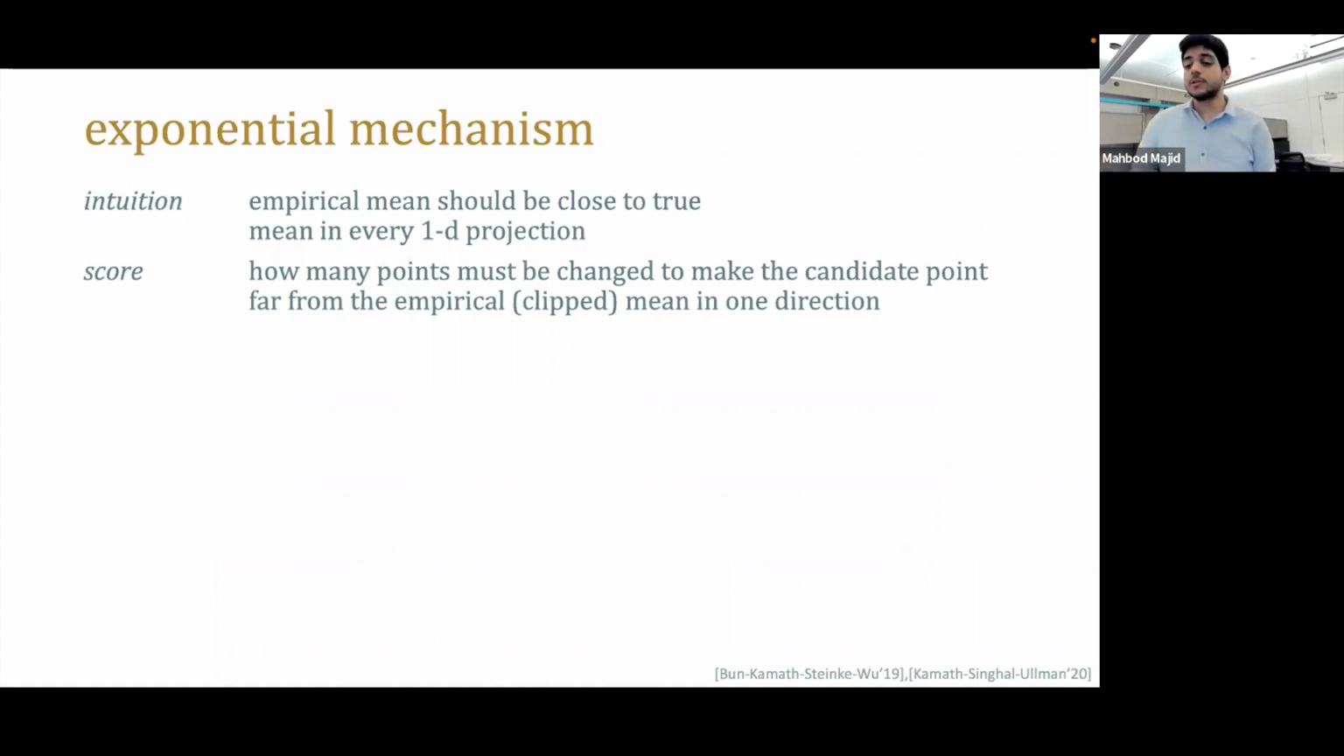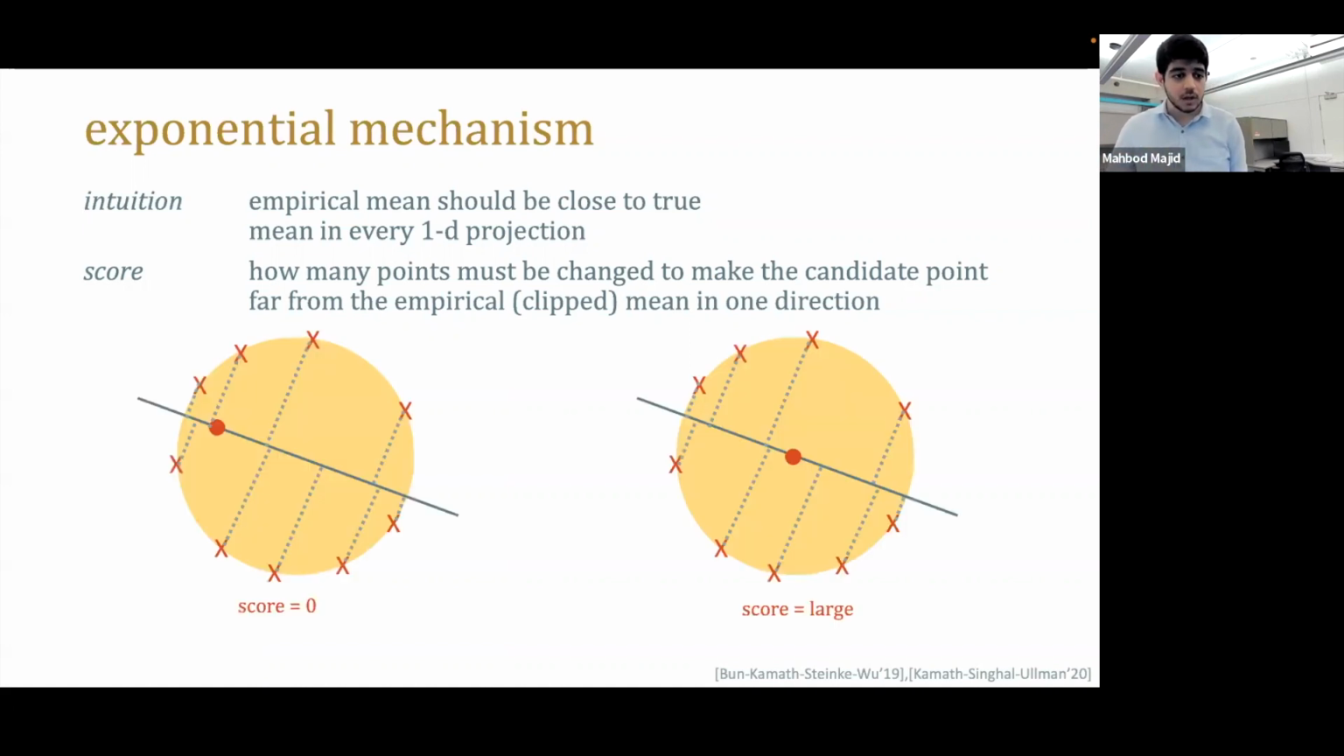The standard way is to define the score function by how many of the points you need to change to make these points look either good or bad. In our case, this would mean having one bad direction, basically. So, as I said, for the candidate point on the left, you don't need to change any points to make it look bad. There already exists some direction on which this point is far from the empirical mean.